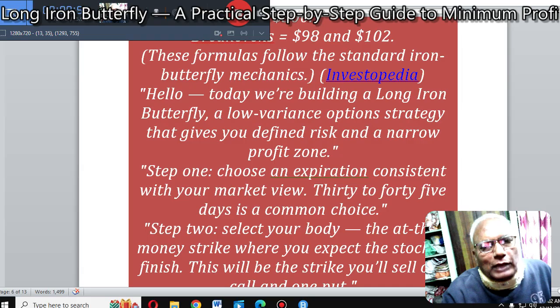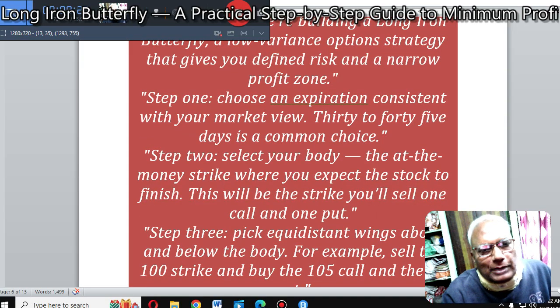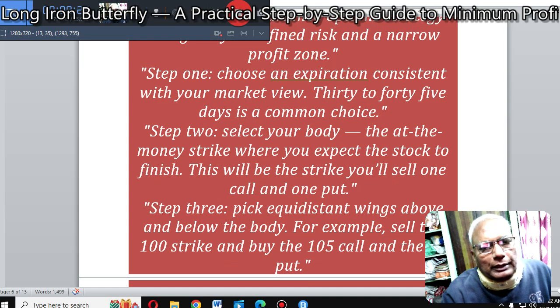Hello. Today we are building a long iron butterfly, a low-volatility options strategy that gives you defined risk and a narrow profit zone. Step 1. Choose an expiration consistent with your market view. 30 to 45 days is a common range. Step 2. Select your body, the at-the-money strike where you expect the stock to finish. This will be the short strike. You will sell one call and one put.